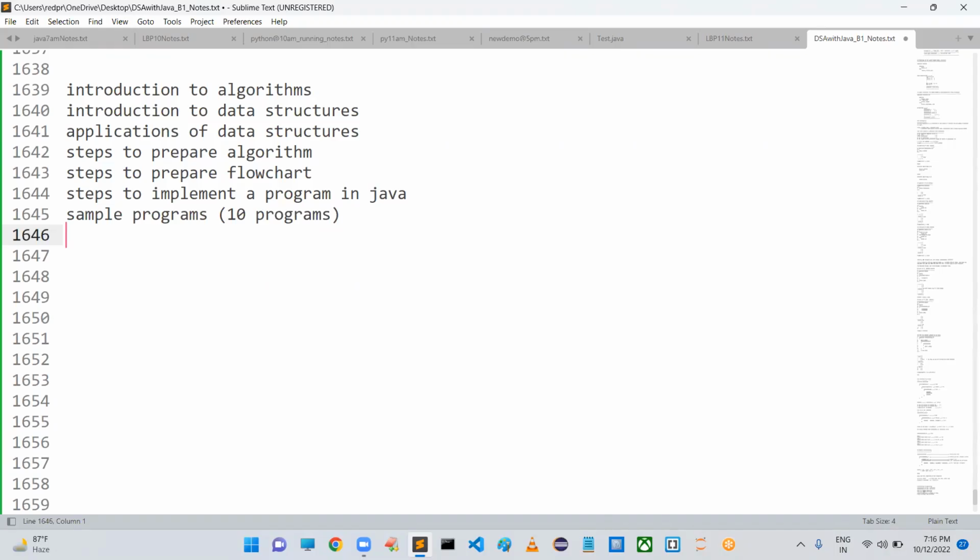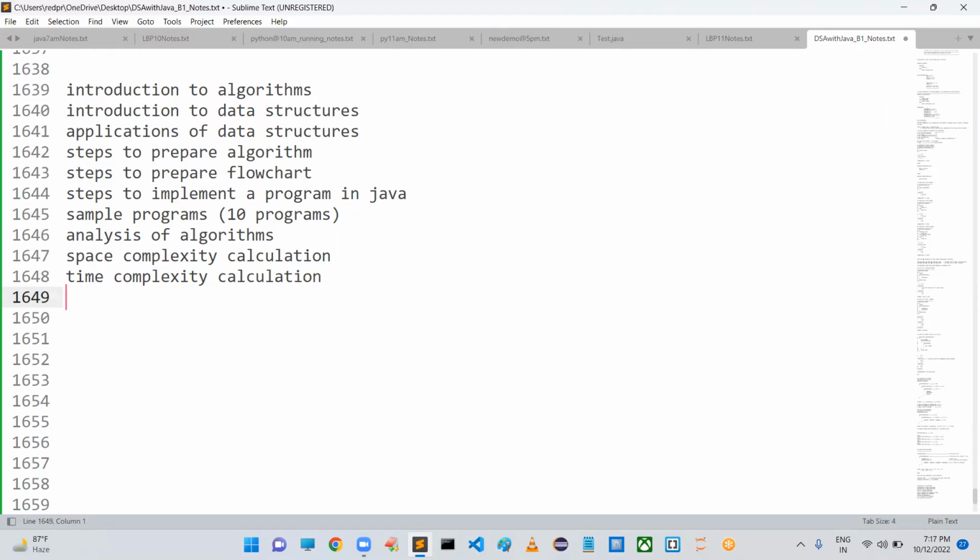Then we saw analysis of algorithms. What kind of analysis is there? First we saw the calculation of space complexity. Next, we also saw the time complexity calculation. So these are the things we discussed in the last videos very clearly.